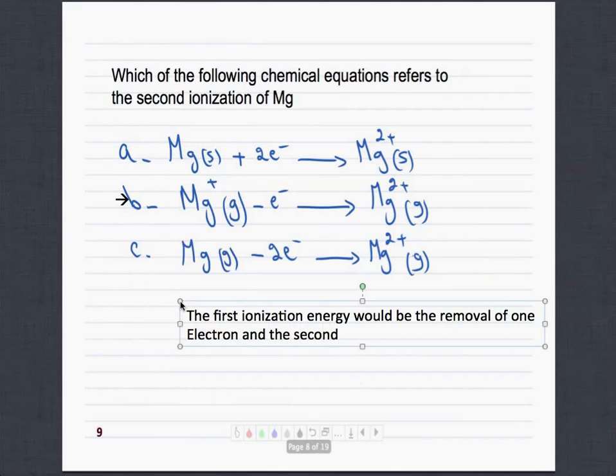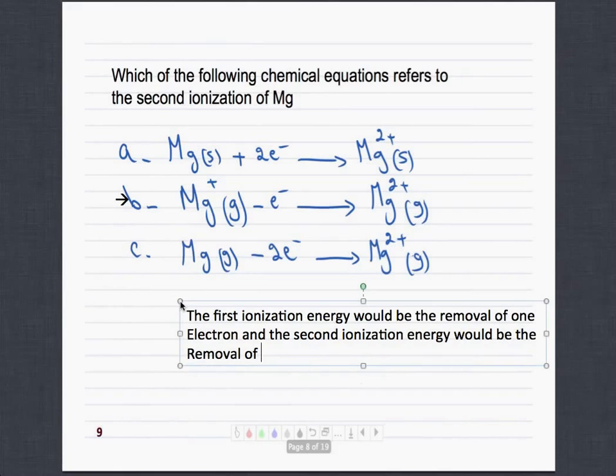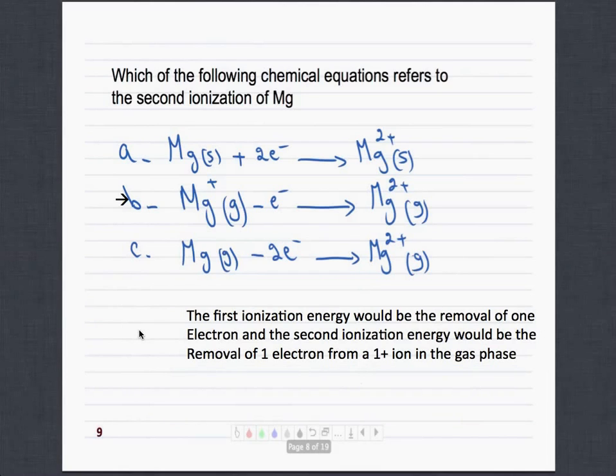So which of the following chemical equations refers to the second ionization energy of magnesium? Definitely the first one is wrong for two reasons. It's solid. We said that all the ionization energy equations should be represented from gas phase to gas phase. The second mistake is that even if it were the ionization energy, it must be from the first ion gas to Mg2+. So definitely this is wrong. Clearly this one, B, is right because it's going from Mg+ gas minus 1 electron to Mg2+ gas. So this is right.